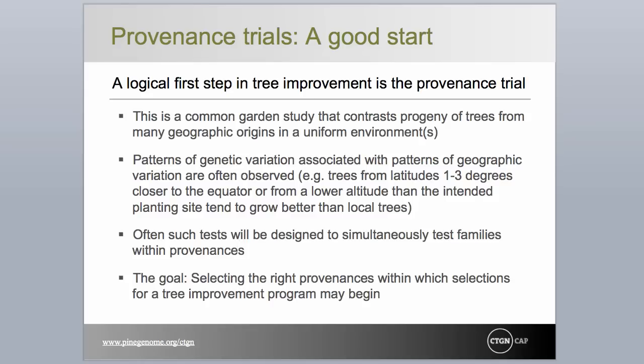Provenance trials represent a great starting point for tree improvement and an excellent means of identifying geographic sources that may be suited to new, anticipated climatic conditions. Such trials can also aid in identifying genes that respond to specific environmental factors. Provenance trials are equally important when planning an improvement program for a native species.